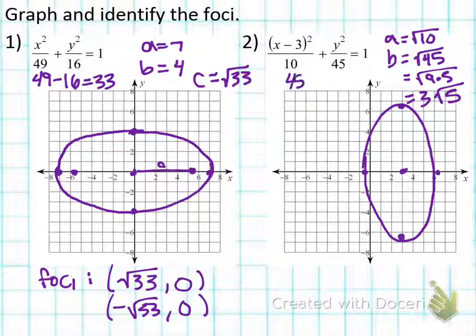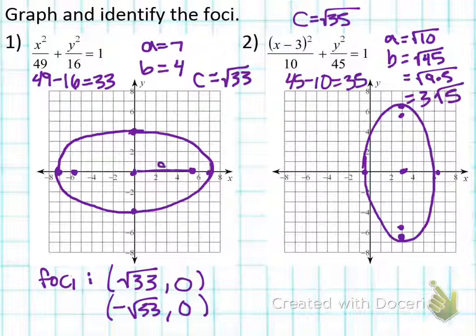So I do 45 minus 10. That gives me 35, which means that C is the square root of 35. Okay, 35 is just barely less than 36, so it's just barely less than 6. I go along my major axis, which again is vertical, so I go 6 units up, 6 units down for my focus points, for my foci.